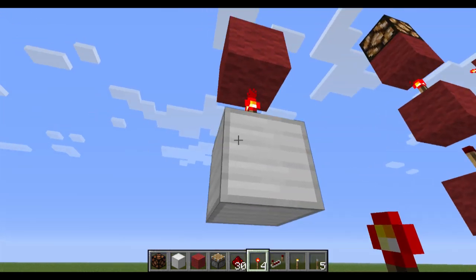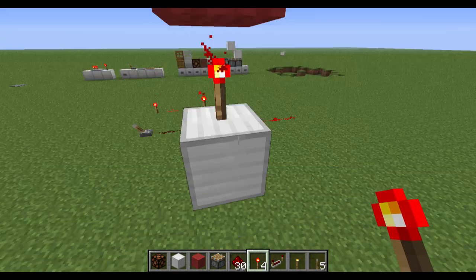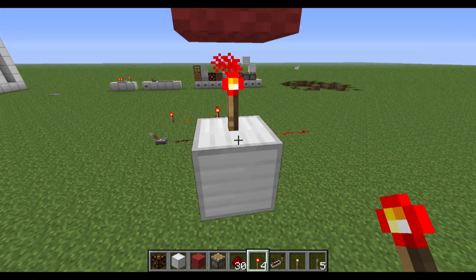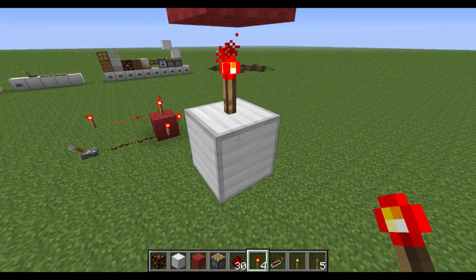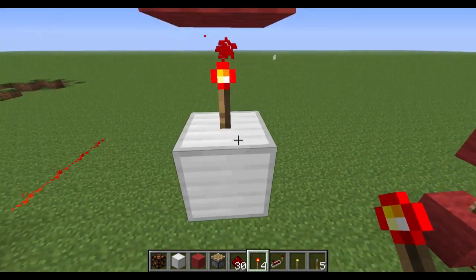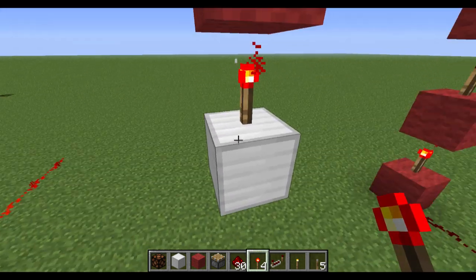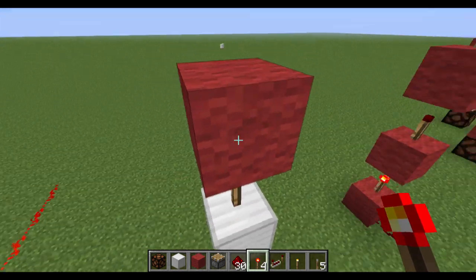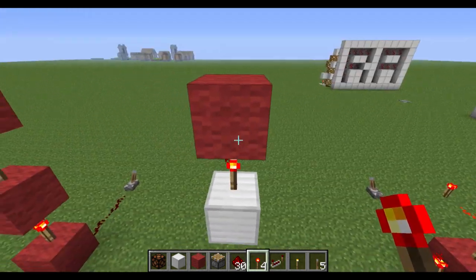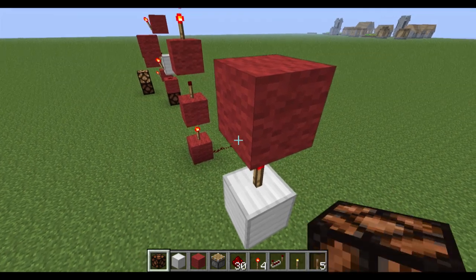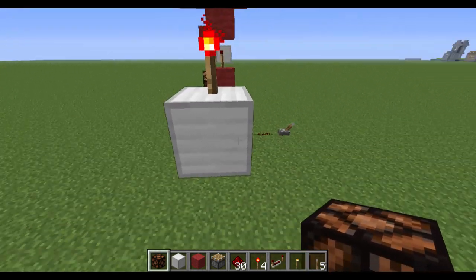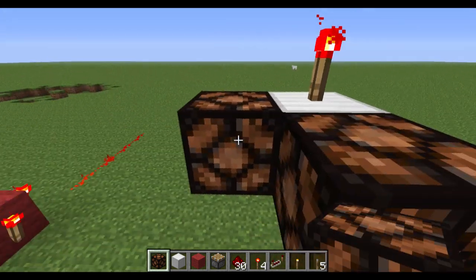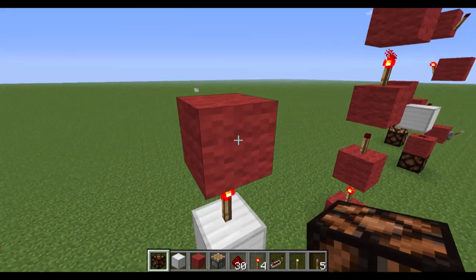Now, here is a torch sitting on a block, and we want to talk about, remember before we talked about first degree power and second degree power? Well, here's a torch sitting on top of a block. The only block that gets first degree power from this torch is the one directly above it. Anything around it, now notice it doesn't power the one below it at all. So you can sit there and put blocks around, nothing, right?